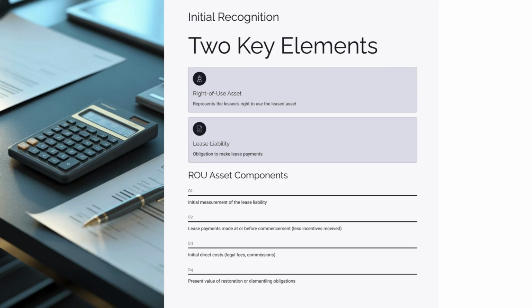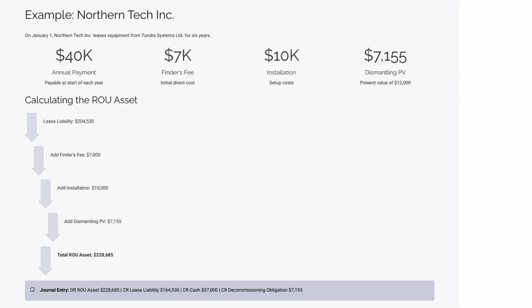Let's look at an example. On January 1st, Northern Tech Inc. leases equipment from Tundra Systems. The annual lease payment is $40,000 for 6 years, payable at the start of each year. Northern Tech pays a $7,000 finder's fee, $10,000 installation costs, and expects to spend $12,000 dismantling the equipment at the end of the lease. Present value $7,155.